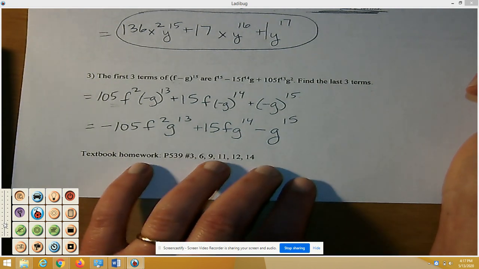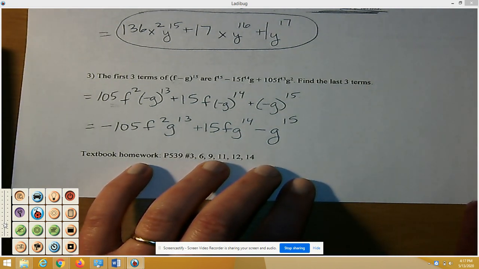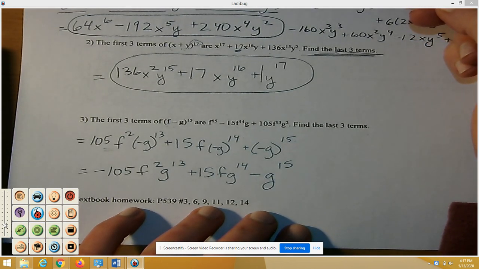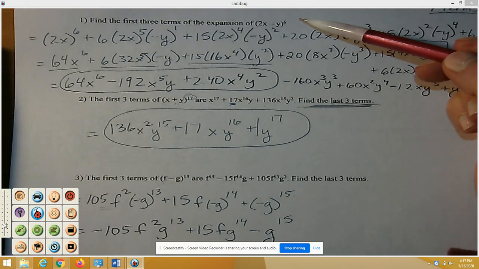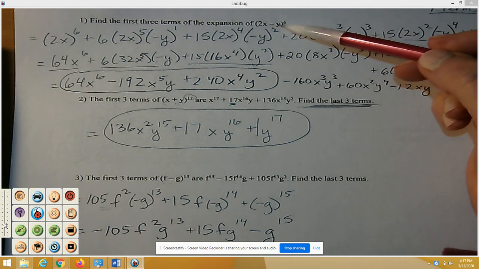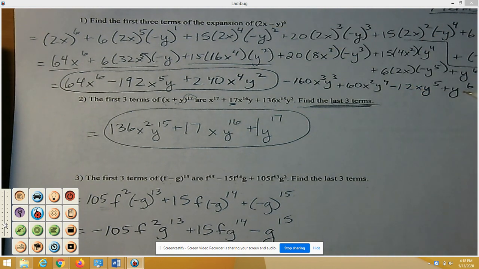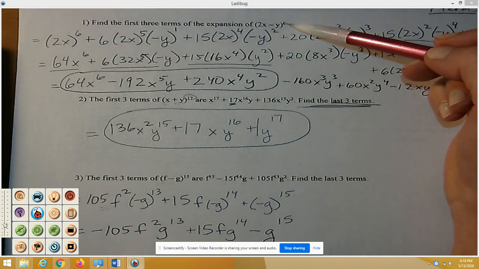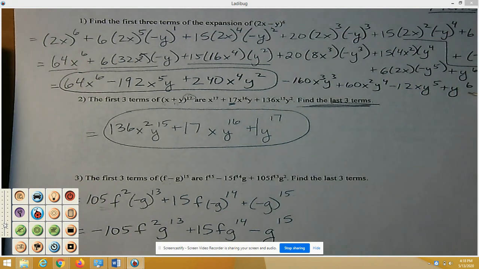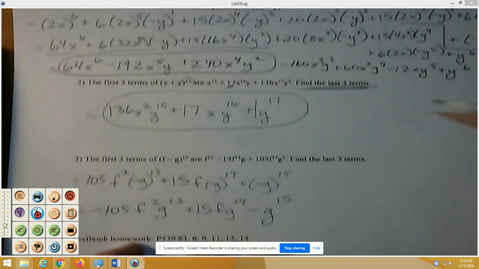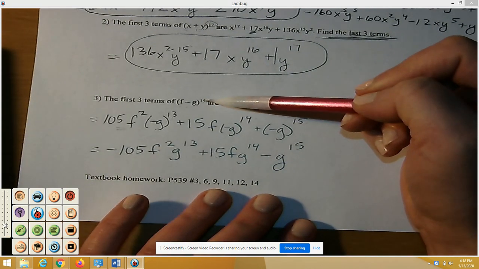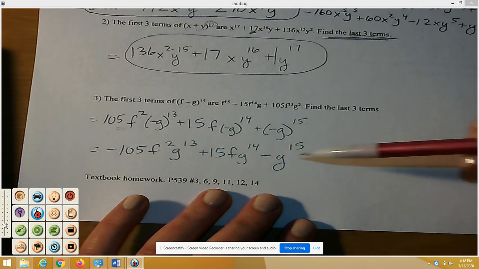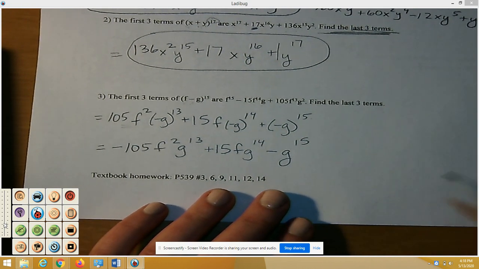And any time that the exponent is odd... So this one had an even exponent, and this term was negative, that would be positive. So if it's even and this term is negative, it'll be positive. If this is odd and this term is negative, then the last term is negative. And that's because of that oscillating pattern.